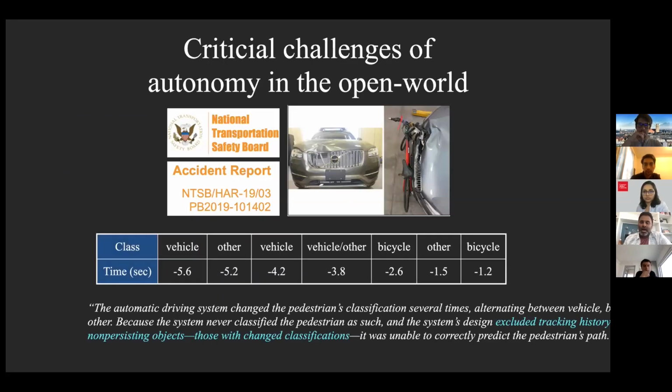Okay, alternating between vehicle, bicycle, and other. Because the system never classified the pedestrian as such, and the system's design excluded tracking history for non-persisting objects, those with changed classifications, it was unable to predict or forecast the pedestrian's future path, and that's what caused the collision.